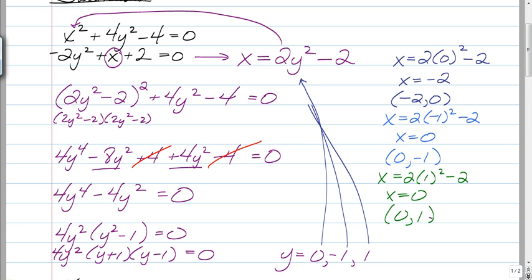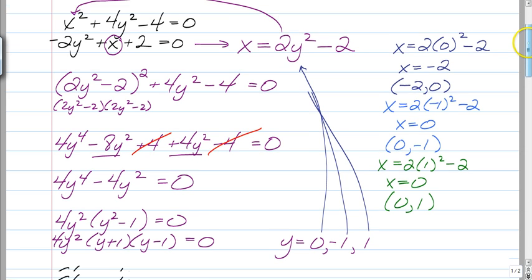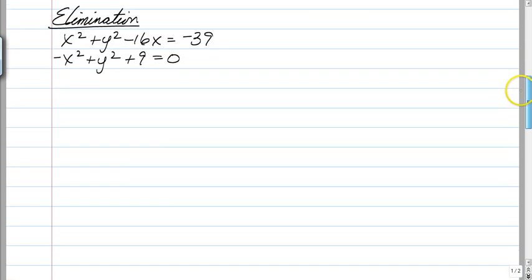So the solution to this system, all that work, is going to be -2, 0, 0, -1, and 0, 1. You must have all solutions. Okay? So again, not only do you have to be good at substitution, but you also need to be good at factoring to be able to handle these. Okay? So again, you can only use substitution if you can get one variable all by himself and he's not squared. So now we're going to go do elimination.